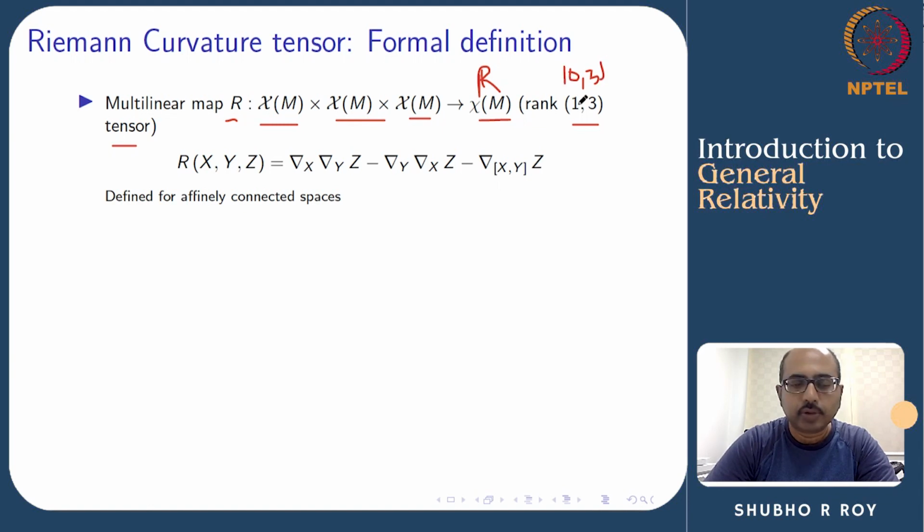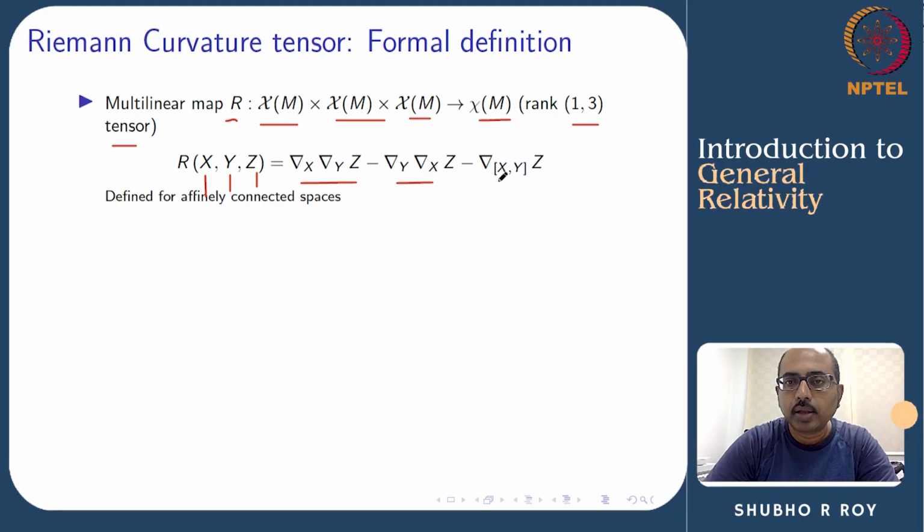This is how tensors are defined. In this case, as I mentioned, because they eat up three vector fields and spit out one vector field, it is a rank (1,3) tensor. How does the action work? Let's feed it three vector fields, X, Y, Z, and the resulting object will be another vector field, which is given by this.